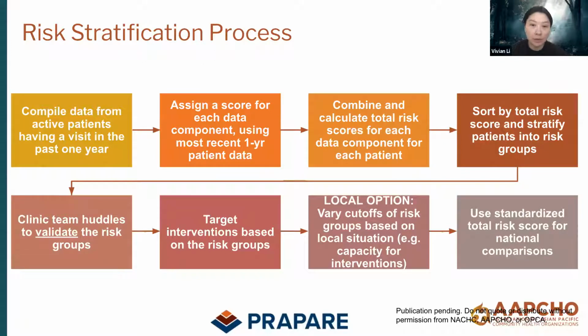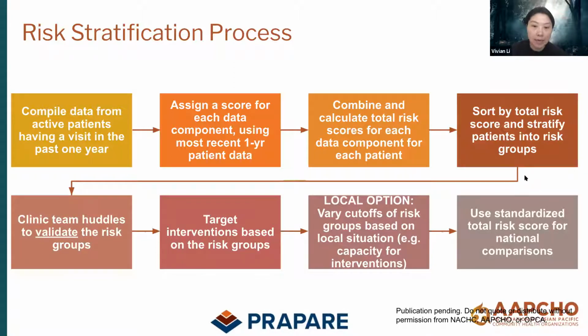So to summarize, here is the process for risk stratification and segmentation into groups. First, compile data from active patients, and then assign a score for each data component using the most recent patient data. Then combine and calculate total risk scores for each data component for each patient. Sort by total risk score and stratify patients into risk groups.